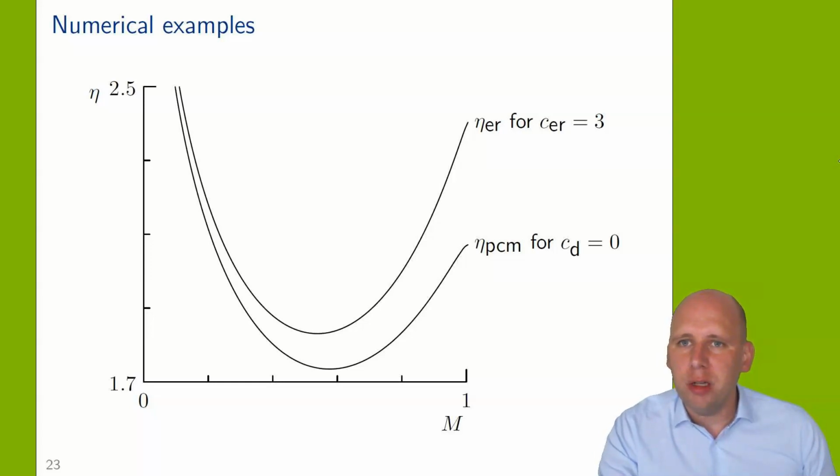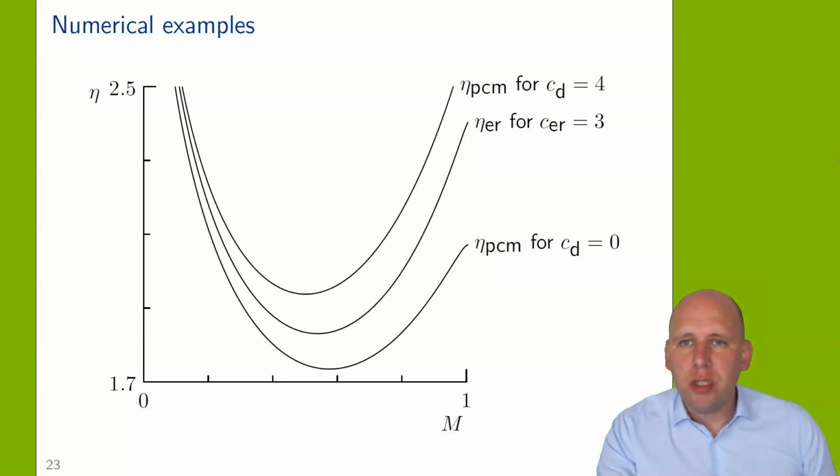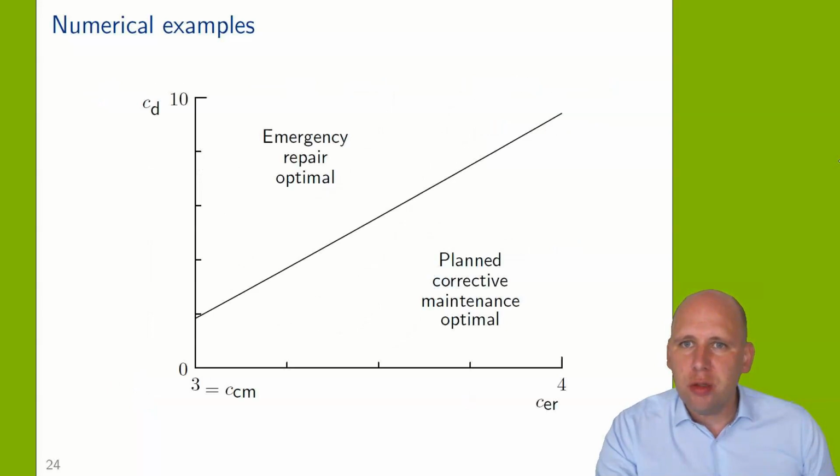However, when the downtime cost is going to increase, at some point the policy with emergency repairs becomes better. And if then the emergency repair cost starts to increase, then the policy with planned corrective maintenance becomes better again. So what we basically see is that the ratio between the downtime cost and the emergency repair cost, that's important. If the downtime cost exceeds some threshold that depends on the emergency repair cost, then it's better to use emergency repairs. So that's what we see in this figure.